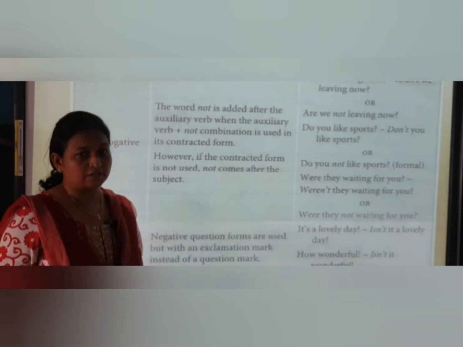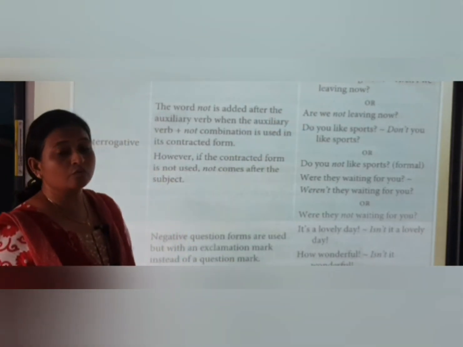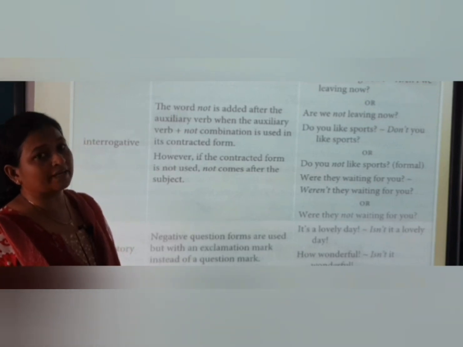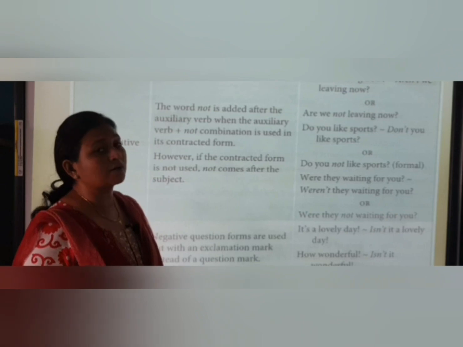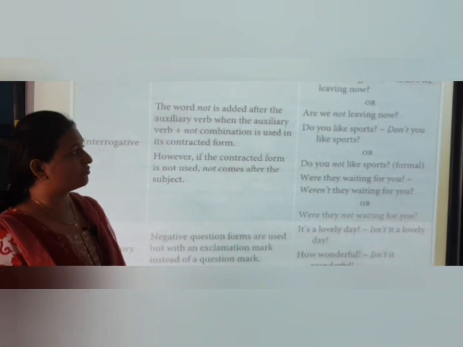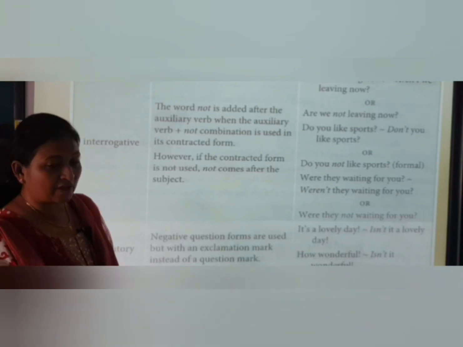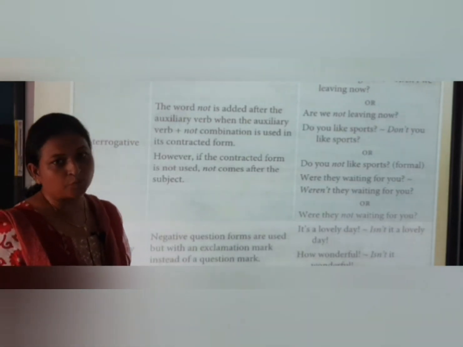Now for interrogative, the question sentence. Are we living now? So the verb is are. So how do you make it negative? Aren't we living now? Or are we not living now? Children, you have the choice. Either you can write the full form like are we not living, or you can write the short form aren't we living now. You don't have to write both.